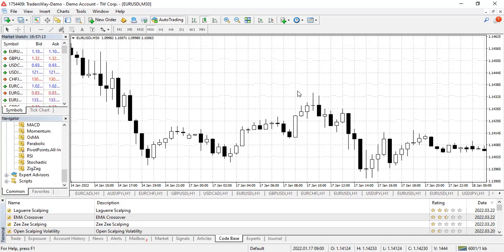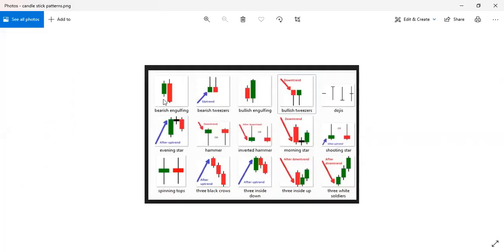If you have any question, okay, let me check this image, to see if we have covered everything that has been mentioned here. The bearish engulfing, the bearish tweezers, where we made mention of tweezer bottom and tweezer top. Bullish engulfing, we have the dojis, evening star, hammer, inverted hammer, the morning star, the shooting star, the spinning tops, 3 black crows, 3 inside down, 3 inside up, and 3 white soldiers. I think we've covered everything here. So if you have any question based on candlestick, how to identify candlestick, you should let me know.